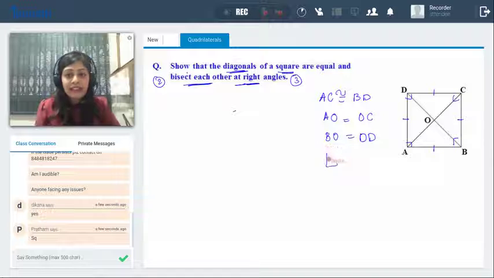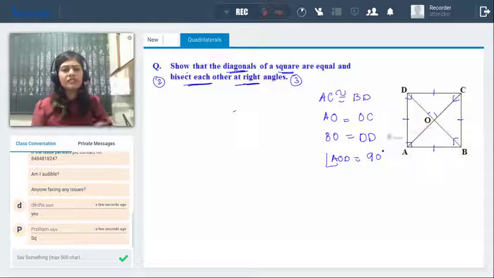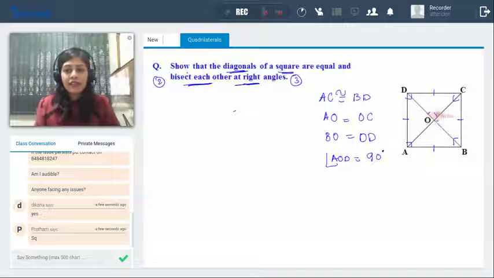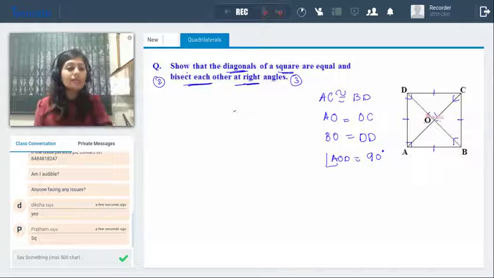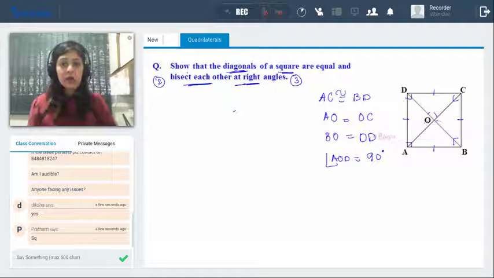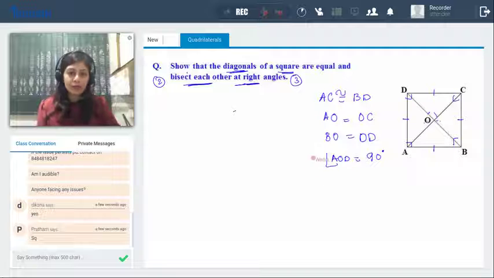We need to show that one of these angles, either angle AOD or angle COD or angle BOC or angle AOB, each of them should be equal to 90 degrees. So we just need to prove one of the angles is 90. The rest will be taken care of because these two are vertically opposite angles. So if one is 90, the other has to be 90. Also, the adjacent angles are angles in a linear pair. That's how we know if one angle around a point is 90, all the remaining three angles have to be 90 degrees, right? So these are the 4 things that we need to prove.